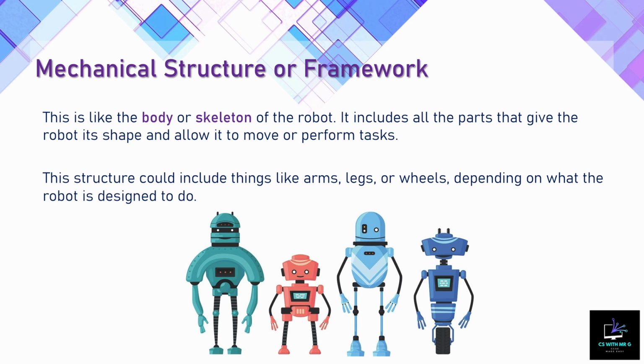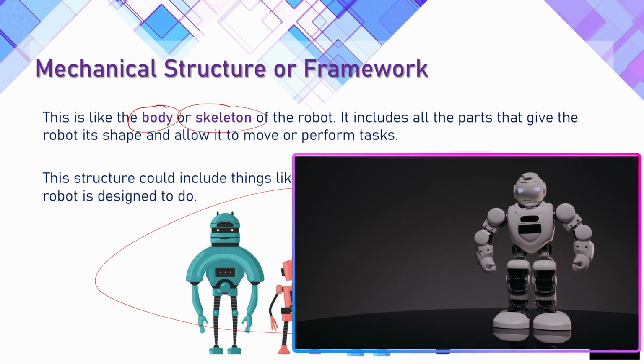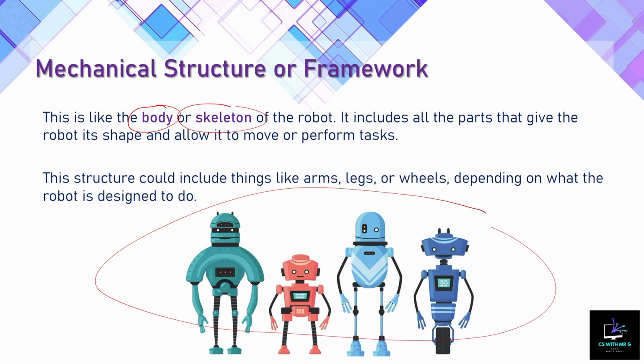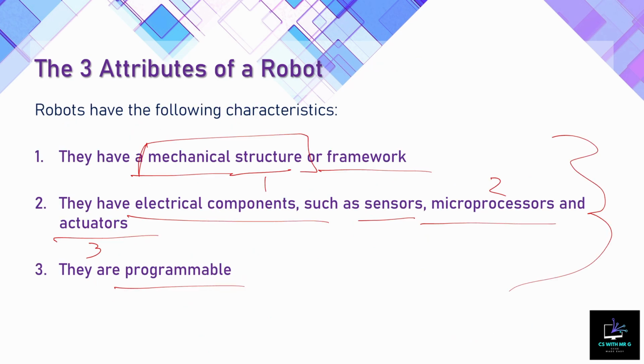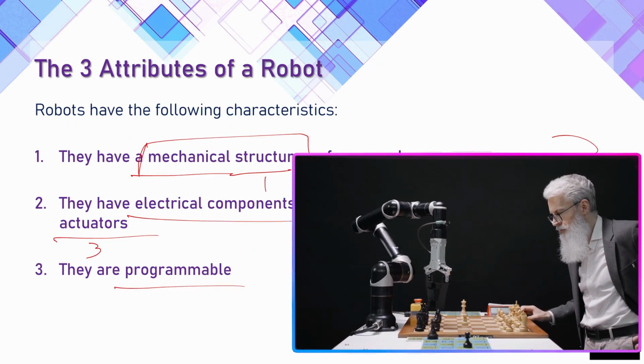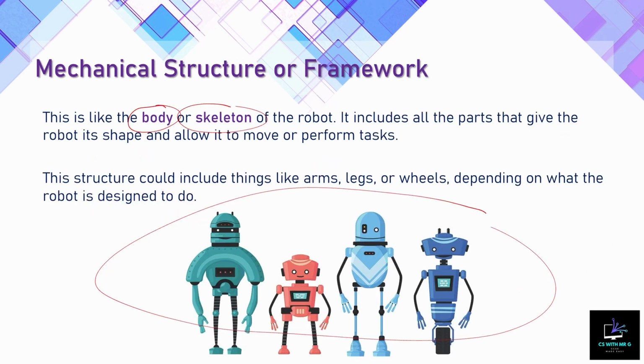but the first attribute, a mechanical structure or a framework, just means that the robot has some kind of body or skeleton, and again this could be in many different shapes and sizes. We tend to think of robots to look similar to a human, but devices such as automatic floor cleaners or vacuums that find their way around your floor, these would also be classed as a robot because they have all of these three attributes. A robotic arm in a factory also follows all of these three attributes, so we would also class this as a robot. But again, point number one, they have some kind of mechanical structure, giving it that label and definition of a robot.